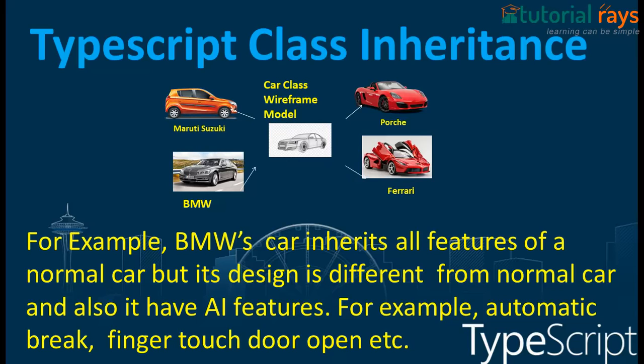But there are a few cars which have different models and different functionalities also. But if you see, overall the work and the design of the car is almost the same. So if we take the example of BMW, then BMW inherits the base car class, and then it has some additional features also. It has some of its own properties also, for example, automatic brake, finger touch, door open, etc. It contains the BMW car features, which don't exist in the main car class.